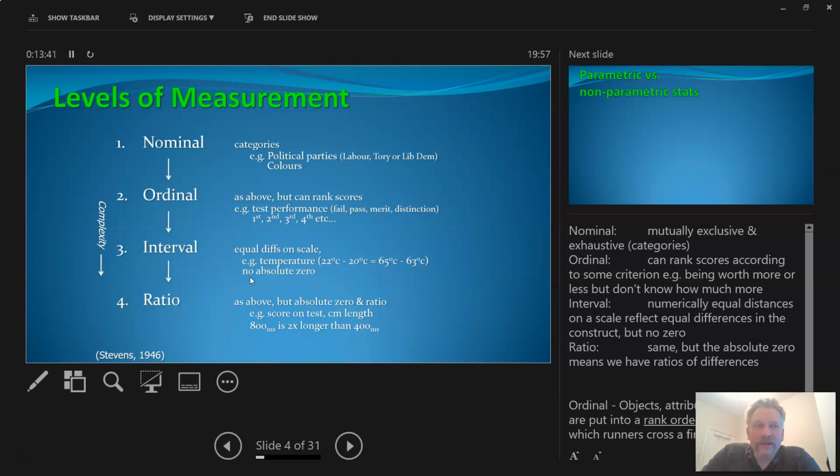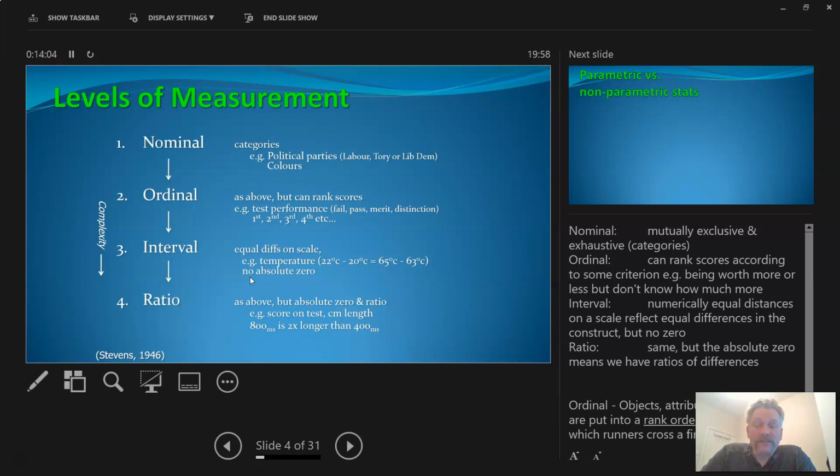You can't say that 30 degrees outside is twice as warm as 15 degrees. It doesn't work on that same scale. Now, what's interesting to note, these latter two levels, interval and ratio, for the purposes of most statistics, there's a negligible difference between them.